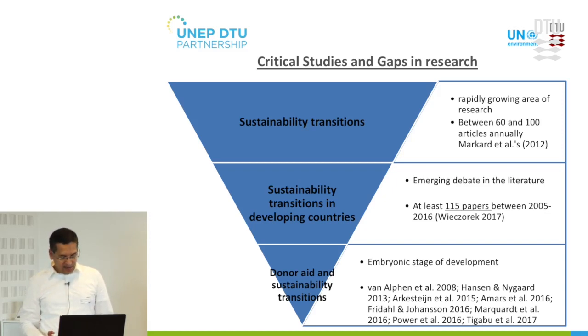And within this field, there has been an emerging debate focusing on transitions in developing countries. Wigzorek identified at least 115 papers that have been published between 2005 and 2016, that is over an 11-year period, on this topic. And zooming further into this subfield, a nascent literature focusing explicitly on donor aid and sustainability transitions has been growing. This body of research is still at an embryonic stage of development, with only around 8 publications on this topic to date. And naturally, the scope for further development is wide, and this thesis mainly speaks to this literature.